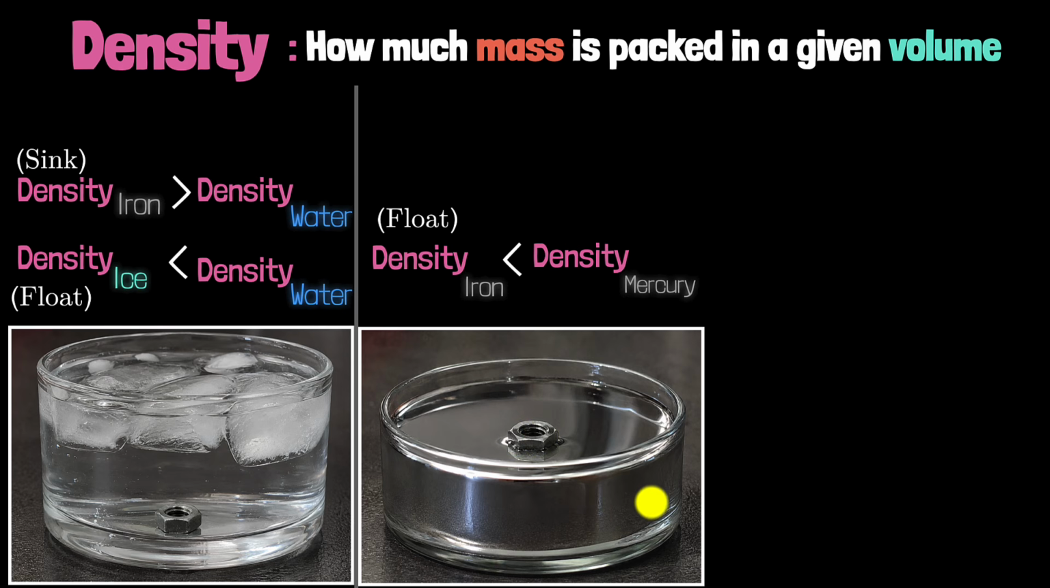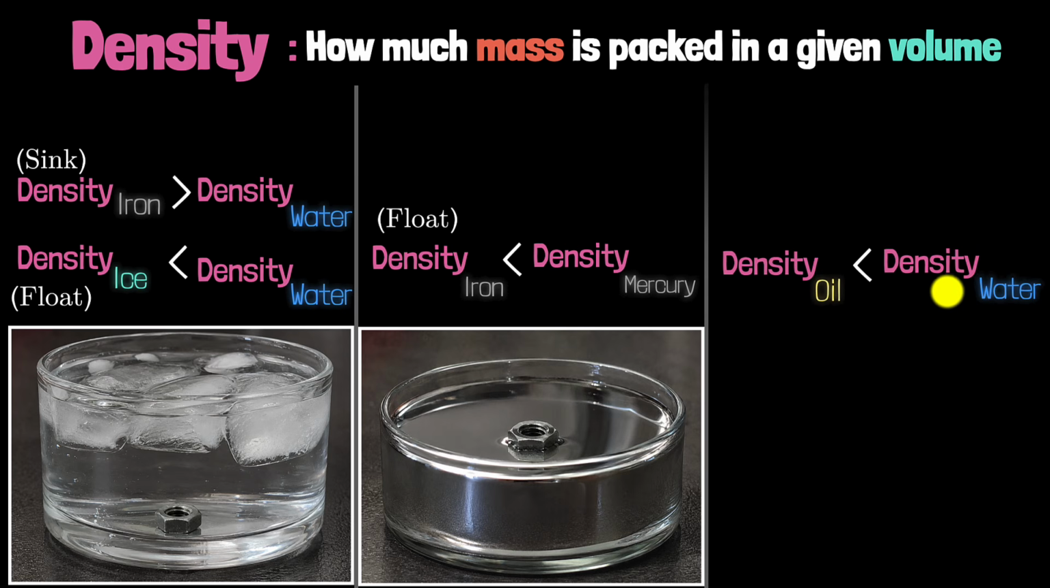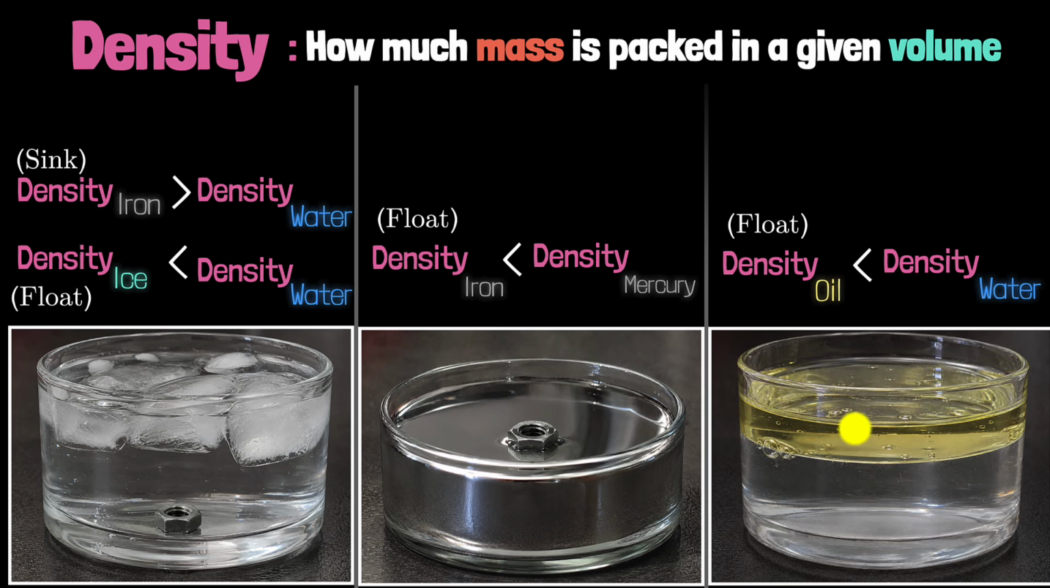And what's cooler is that this is not only true for solids in liquids, this also works when you're considering 2 liquids, for example. If you take oil and water, density of oil is lower than that of water. So if you pour oil in water, you would expect oil to float on top of water. Or we can say water sinks in oil because it has a higher density compared to oil.